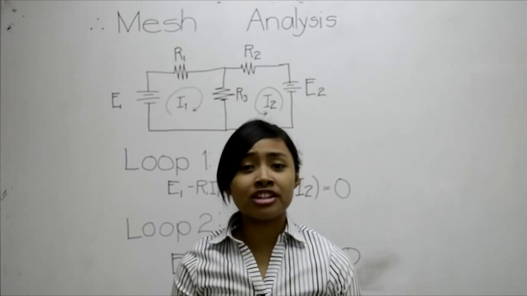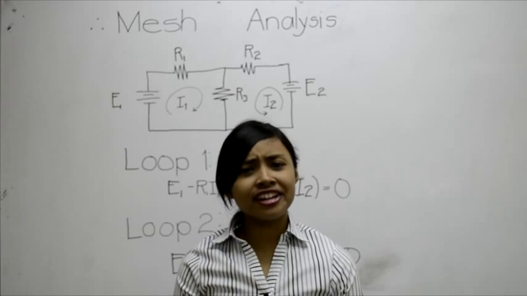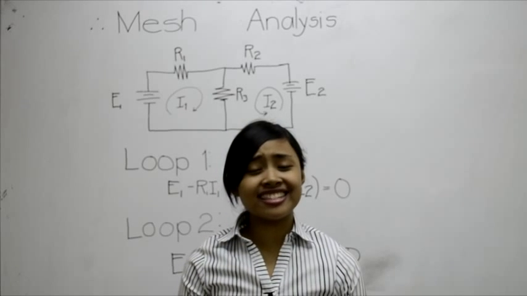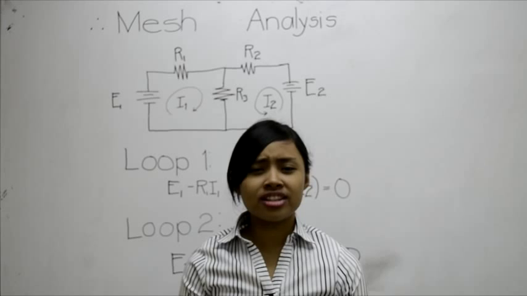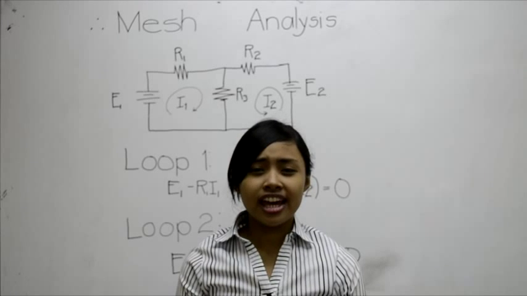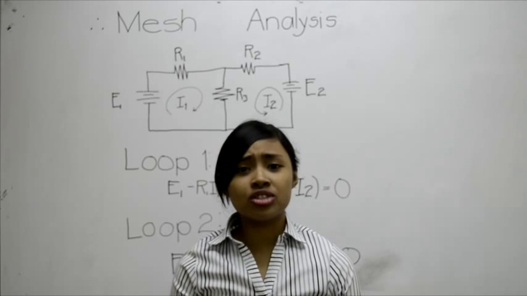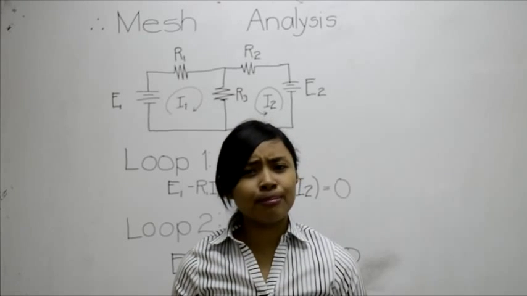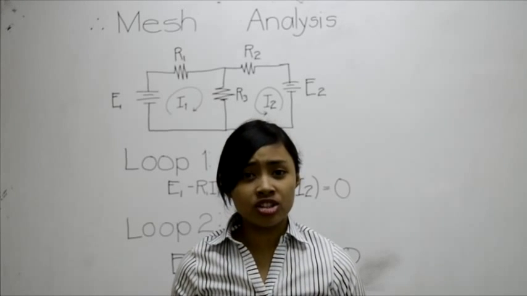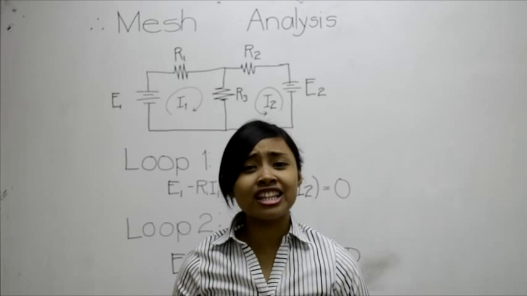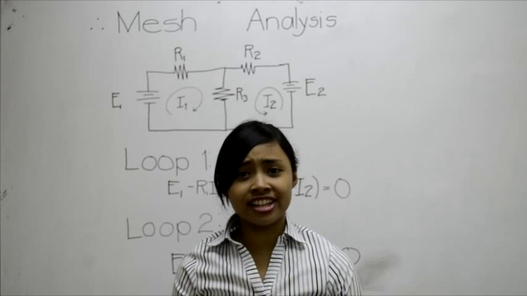Let's proceed to the mesh current analysis. Mesh current analysis, or loop analysis, is sometimes called Maxwell's circulating current method, and it is quite similar to the branch current method. The similarities between the both of them is that they both use Kirchhoff's voltage law and Ohm's law to identify unknown currents on the circuit.